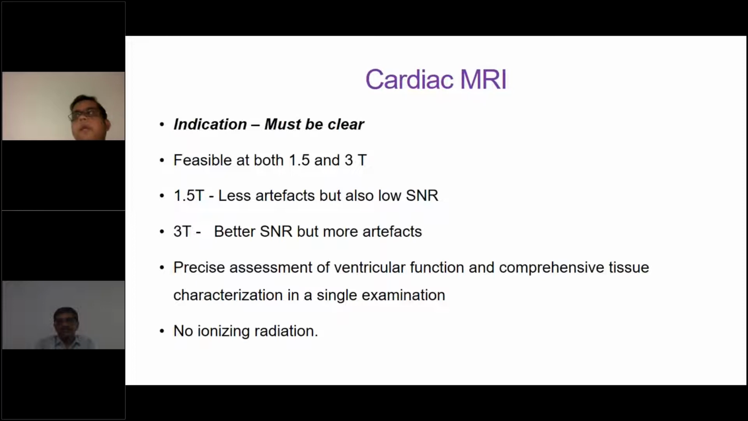It's a popular belief that cardiac MRI can only be done on 3 Tesla MRI. This is not the case. In fact, the MRI done on a 1.5 T machine will produce images with less artifact. The 3T definitely offers better signal to noise ratio and higher speed, but due to its high magnetic strength, it is associated with more artifacts. It is the single modality which can provide precise assessment of ventricular function and comprehensive tissue characterization in a single examination. As it is a magnetic based study, there is no risk of ionizing radiation.